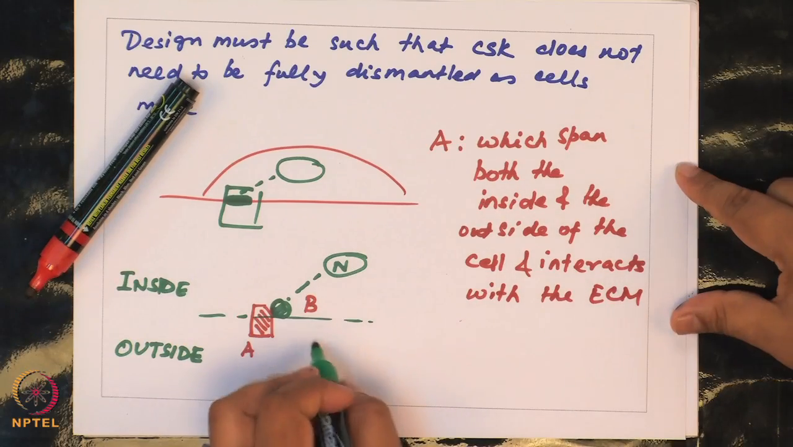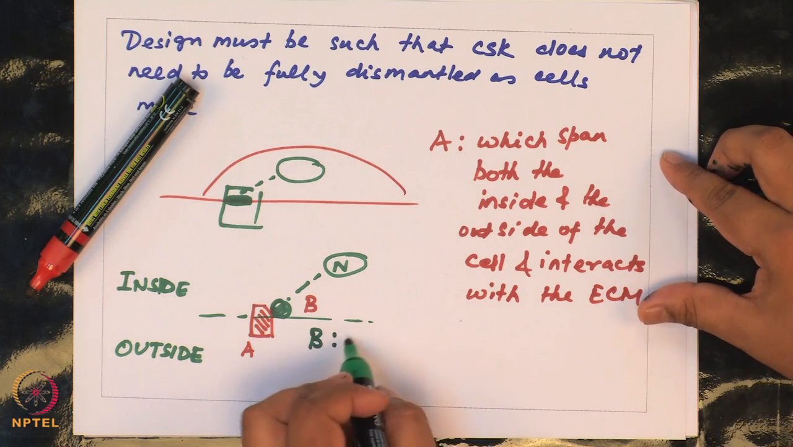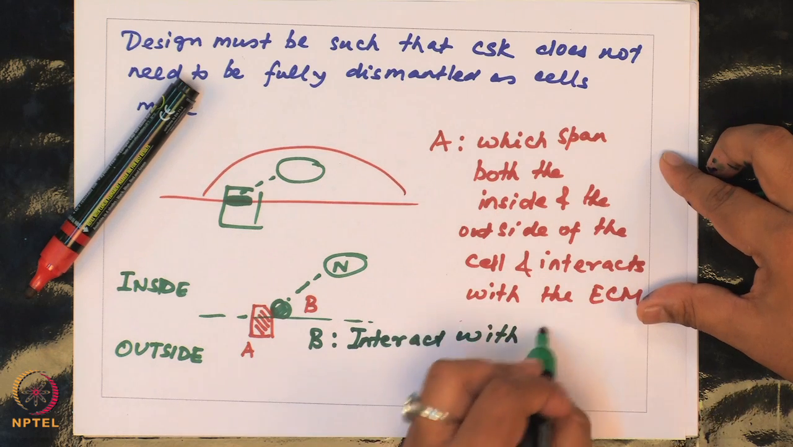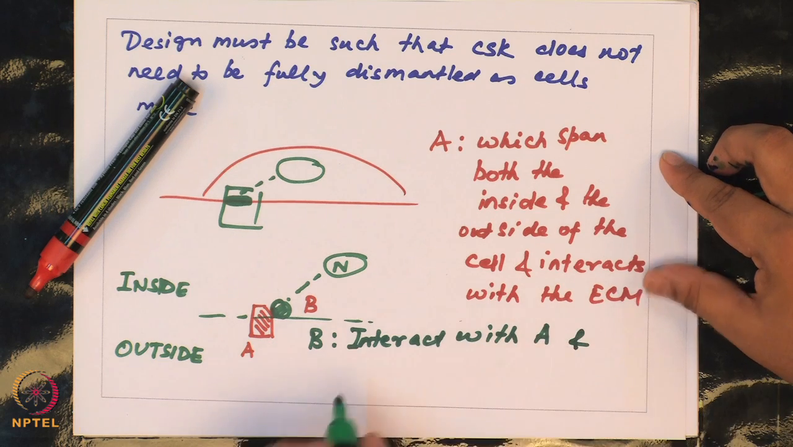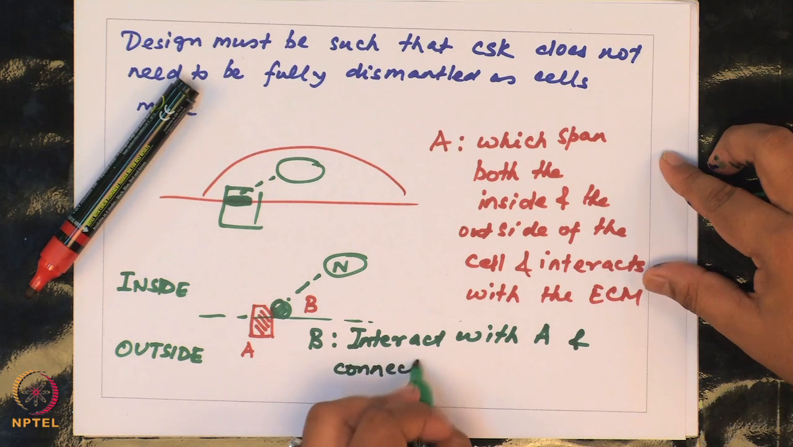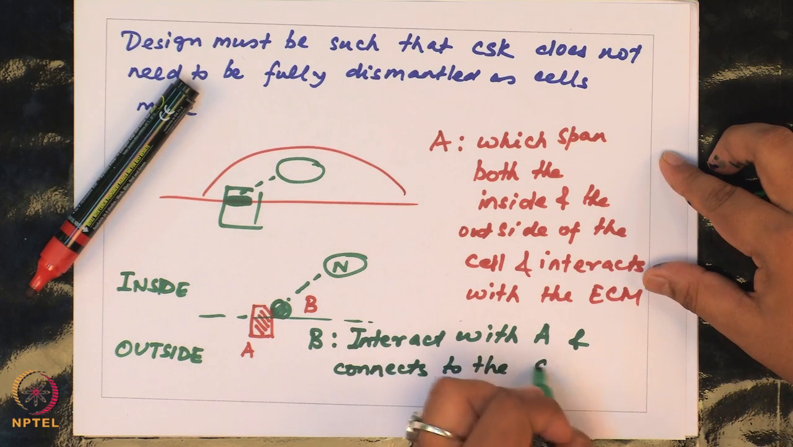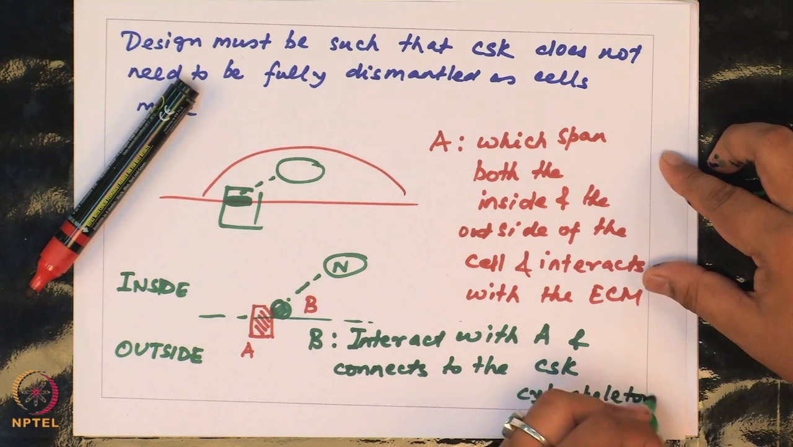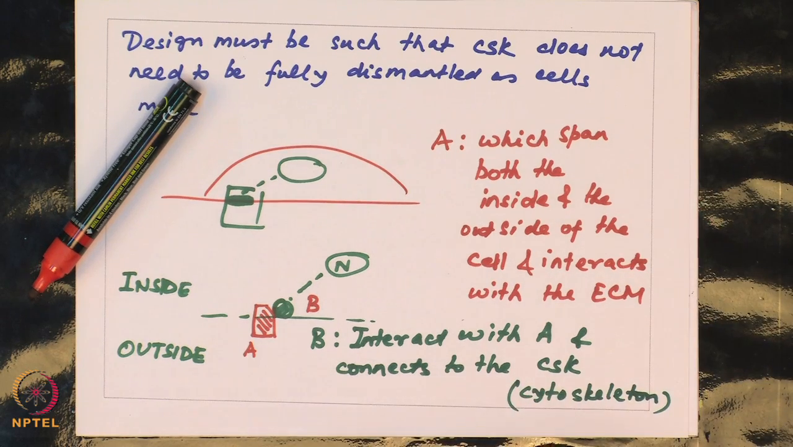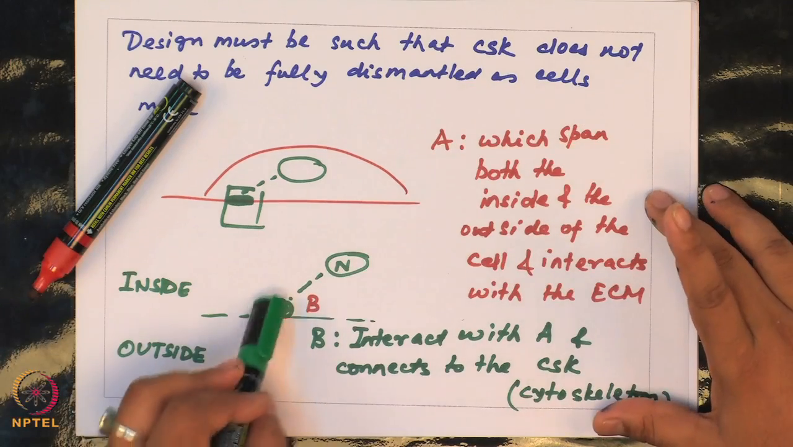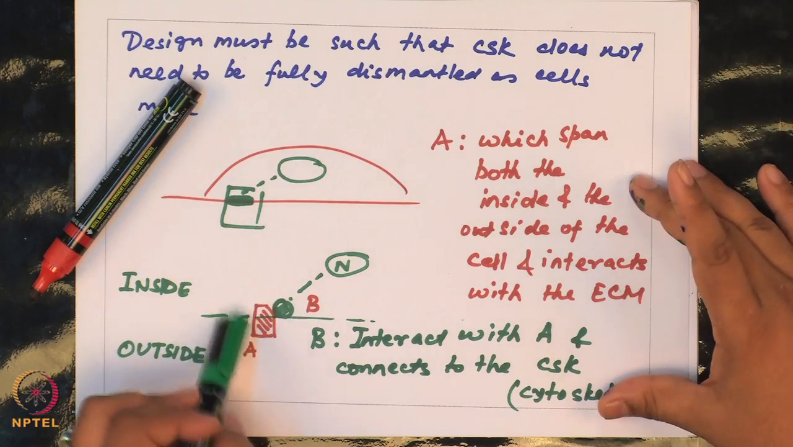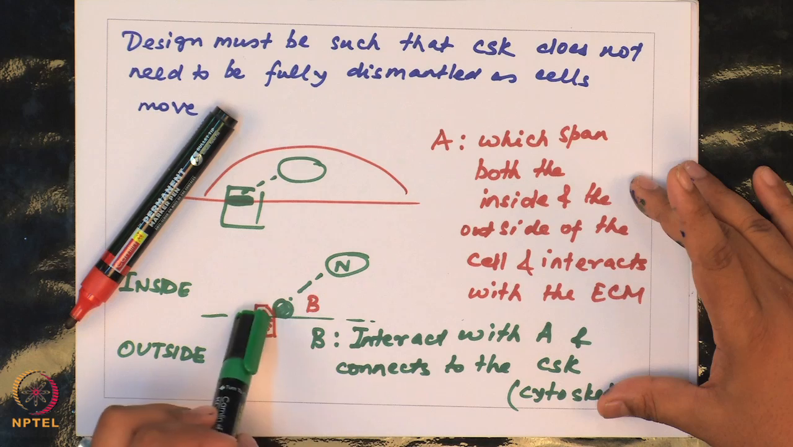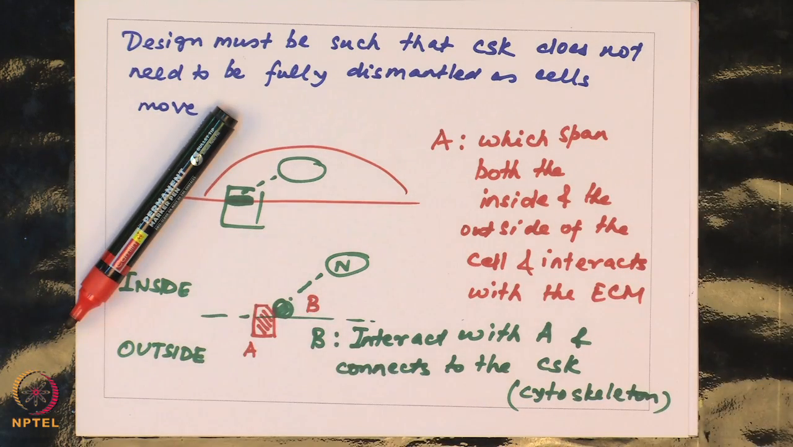Okay. And you have another entity B, which interacts with A and connects to the CSK. CSK is short for cytoskeleton. So, in this way, when the cell migrates, just decoupling of B from A can allow A to again depolymerize or come off and re-engage the outside, and then as B connects, you can have this dynamic turnover.